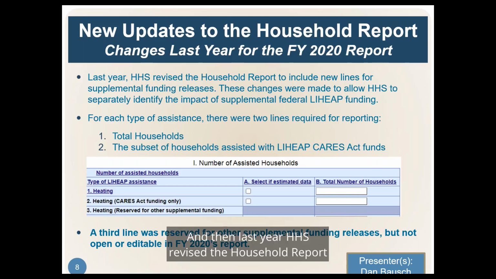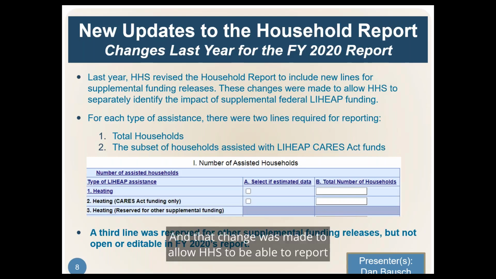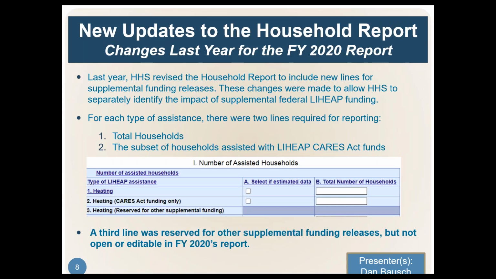And then last year, HHS revised the household report in response to the release of supplemental LIHEAP funds, specifically the CARES Act funds that were released during fiscal year 2020. And that change was made to allow HHS to be able to report about the impact of those supplemental funds.